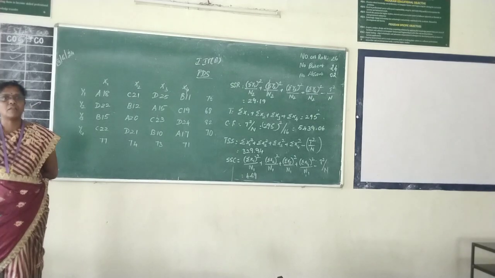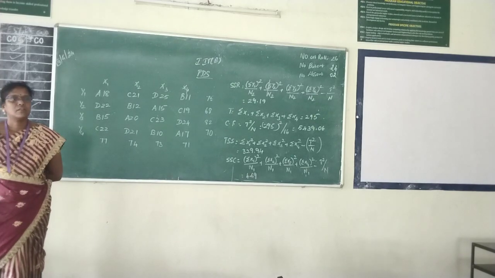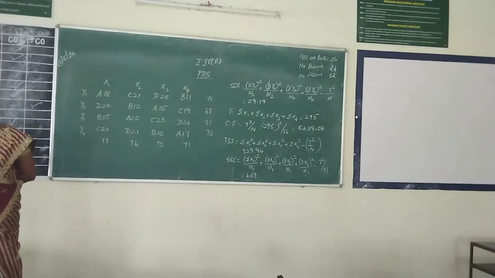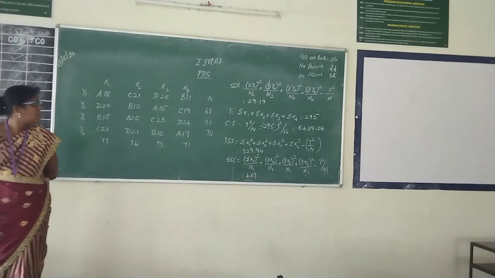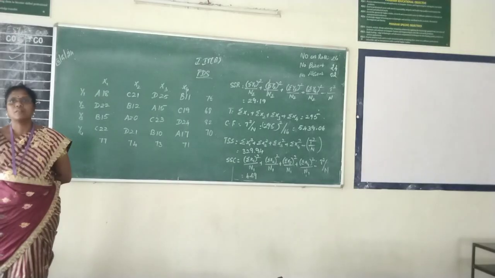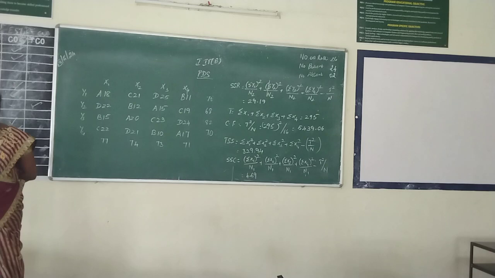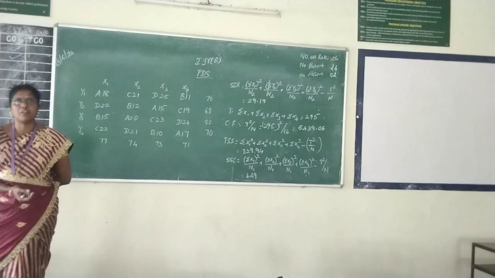Complete everyone SSR. Is completed. 29.1. What is the next one you have to do? SSK. To find SSK, we don't have a formula directly. We have to rearrange and take your answer.